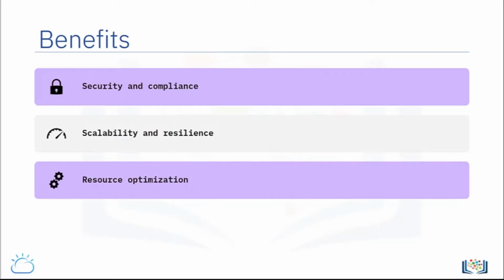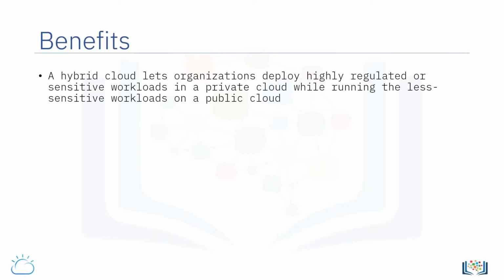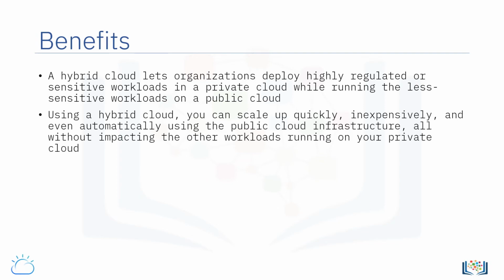Hybrid cloud offers significant benefits in areas of security and compliance, scalability and resilience, resource optimization, and cost saving. A hybrid cloud lets organizations deploy highly regulated or sensitive workloads in a private cloud while running the less sensitive workloads on a public cloud. Using a hybrid cloud, you can scale up quickly, inexpensively, and even automatically using the public cloud infrastructure, all without impacting the other workloads running on your private cloud.